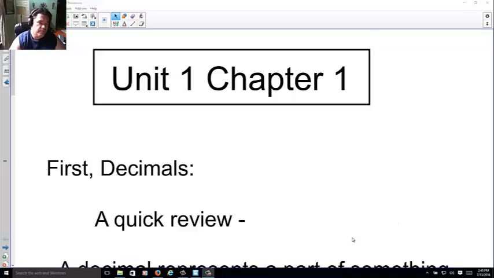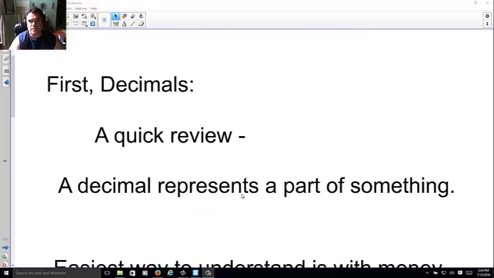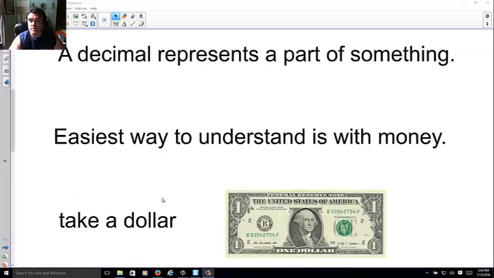So let's begin. First, I want to talk about decimals. A quick review: a decimal represents a part of something. It means a piece. The easiest way to understand is with money. I often think of math, especially numbers, decimals, and percents, as money because money has a great history with our decimal and percent systems, but also because if I can see it, I can understand it. I always like looking at money, and I hope you do too.